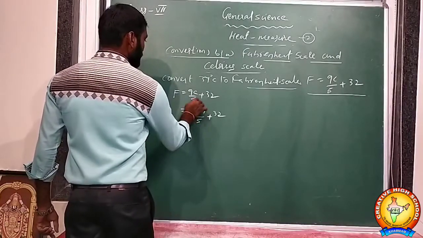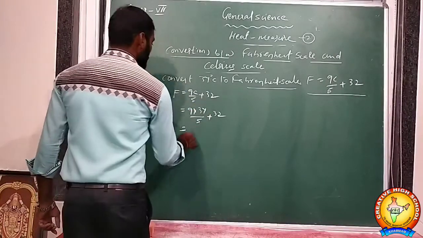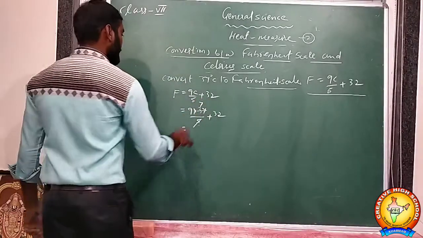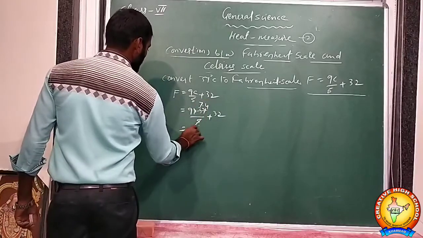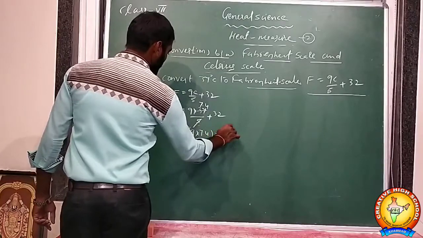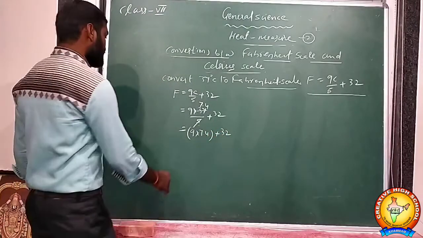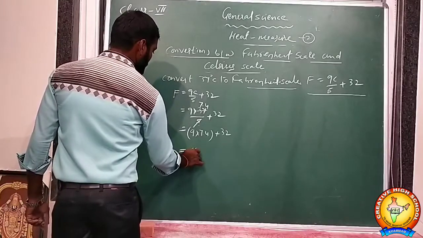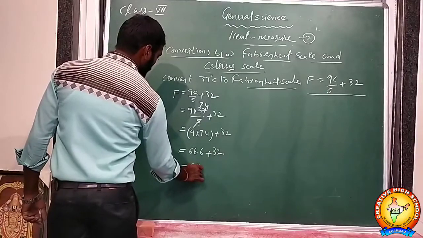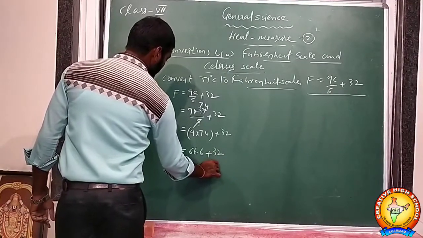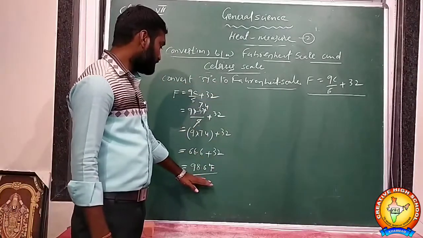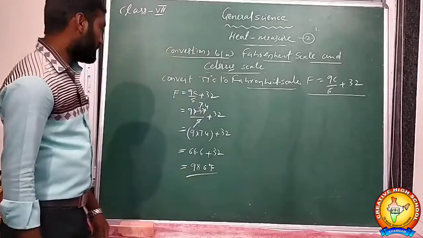So 9C, 37: 5 ones are 5, 5 sevens are 35, and 0.4, so 7.4. So 9 into 7.4 plus 32. 9 into 7.4 is 66.6, plus 32, that is equal to 98.6 degrees Fahrenheit. So 37 degrees Celsius is equal to 98.6 degrees Fahrenheit.